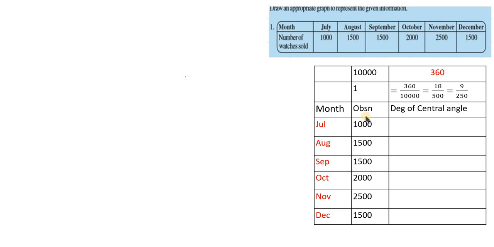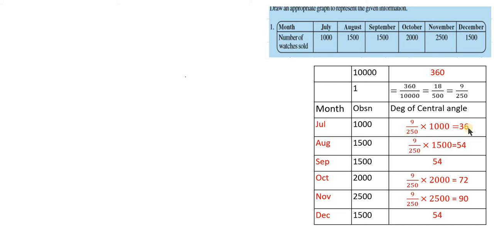Okay, so now for this number of watches sold month wise, we will have to find the degree of the central angle. For all that we can calculate like this. For 1000 watches, it will be 9 by 250 multiplied by 1000, which is equal to 36. Likewise, for 1500, same 9 by 250 multiplied by 1500, which is 54. That September 1500 means the same 54. December 1500 means same 54. For October, 2000 watches sold. So 9 by 250 multiplied by 2000, which is equal to 72.